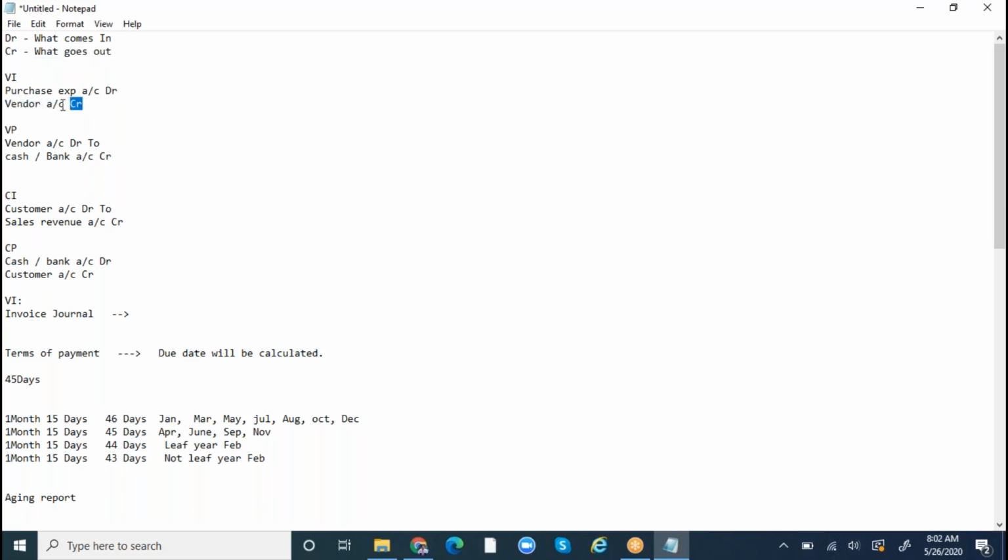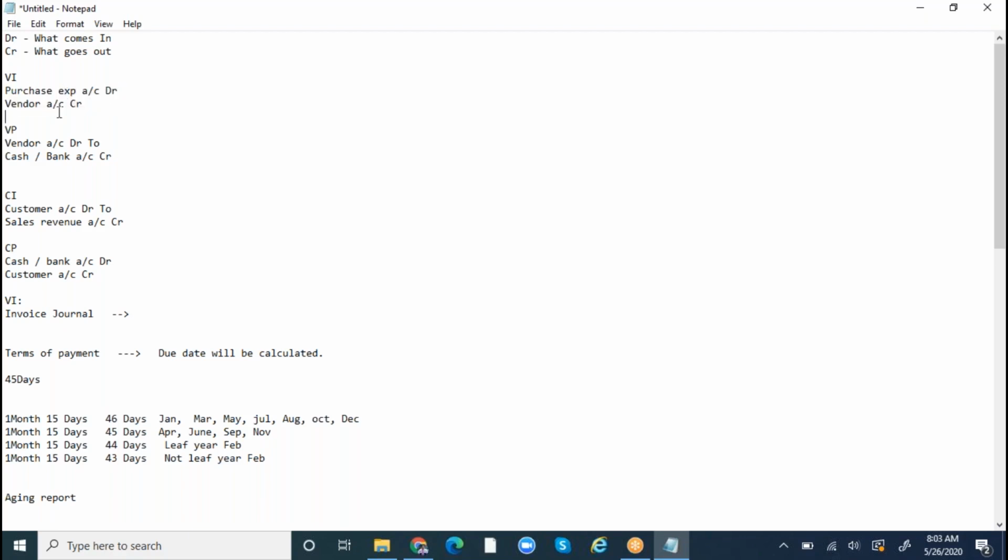That is the reason the vendor will be created, the first document. Once you are paying money, your cash balance will be decreased. This is payment. This is invoice. At the time of invoice, you need to pay money. What goes out? You need to pay money. That is the reason it is vendor account credit. Purchase expenses debit is automatic, because this is an expense item like A4 stationery or water bottles or paper napkins, so many things. So purchase expenses account debit to vendor account credit.